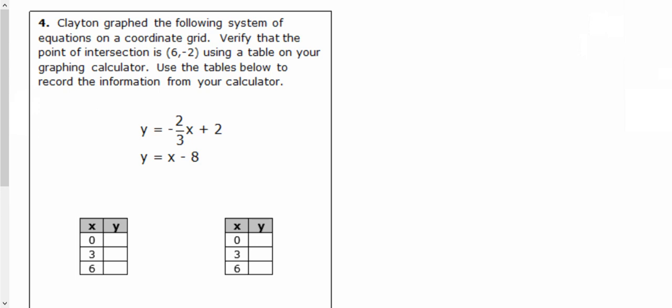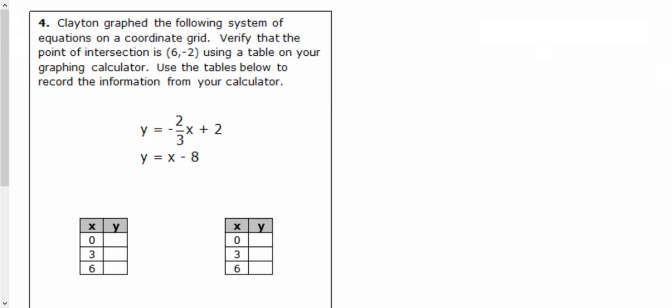Okay, so you're going to try some yourself now. Some of you on number 4, if you'll pay attention, you actually don't have these equations here. So if you'll pause the video and make sure you fill in y equals negative 2/3 x plus 2 and y equals x minus 8. Go ahead and do that now.